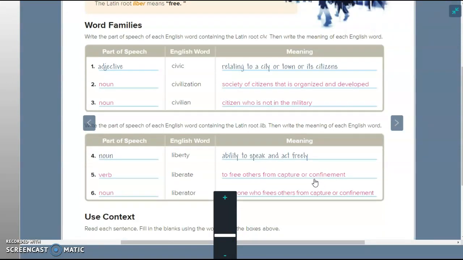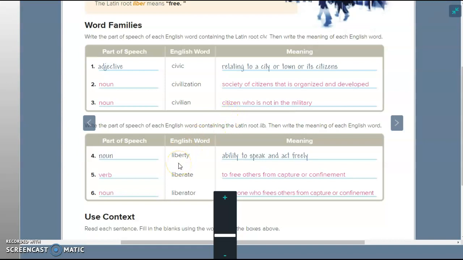Then a civilian is somebody that lives within certain boundaries, or a civilization. So a civilian is also a noun, and it's a citizen who is not in the military. When you hear them speaking on the news about maybe an attack, or within the war, and they talk about how many civilians were killed, that means people who were not a part of the military who were killed.